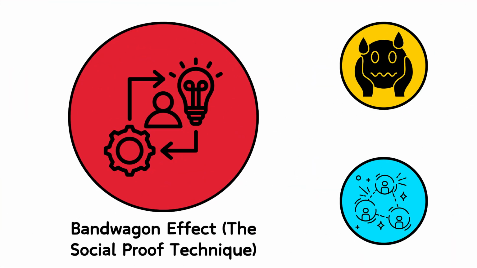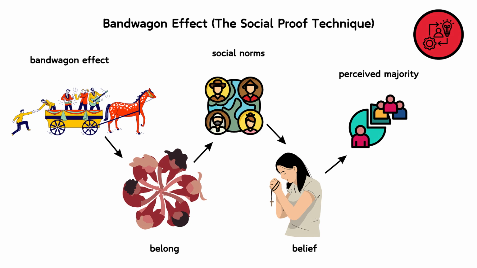Bandwagon Effect, the social proof technique. The bandwagon effect exploits humanity's deep-seated desire to belong and conform to social norms. This technique creates a powerful illusion that a particular belief, behavior, or choice is the dominant trend in society, thereby pressuring individuals to align themselves with this perceived majority.